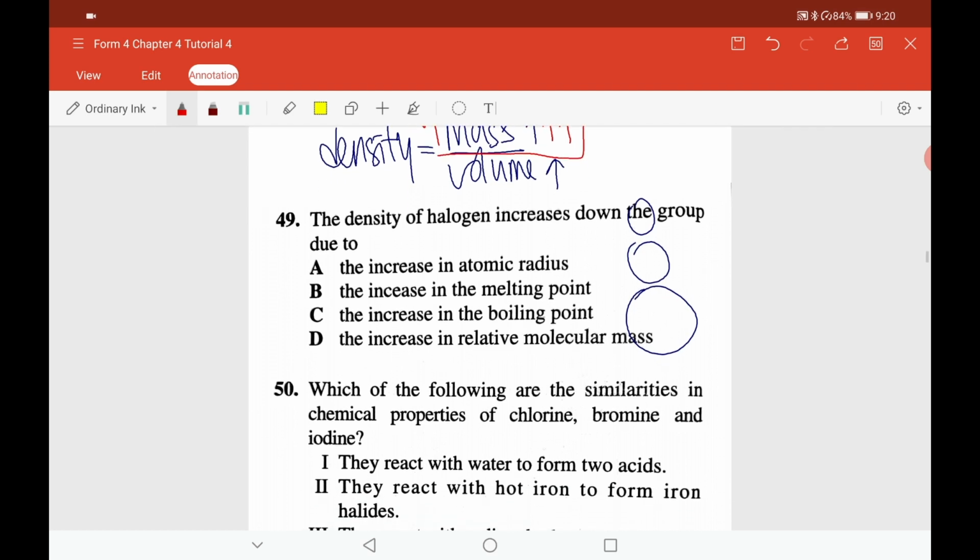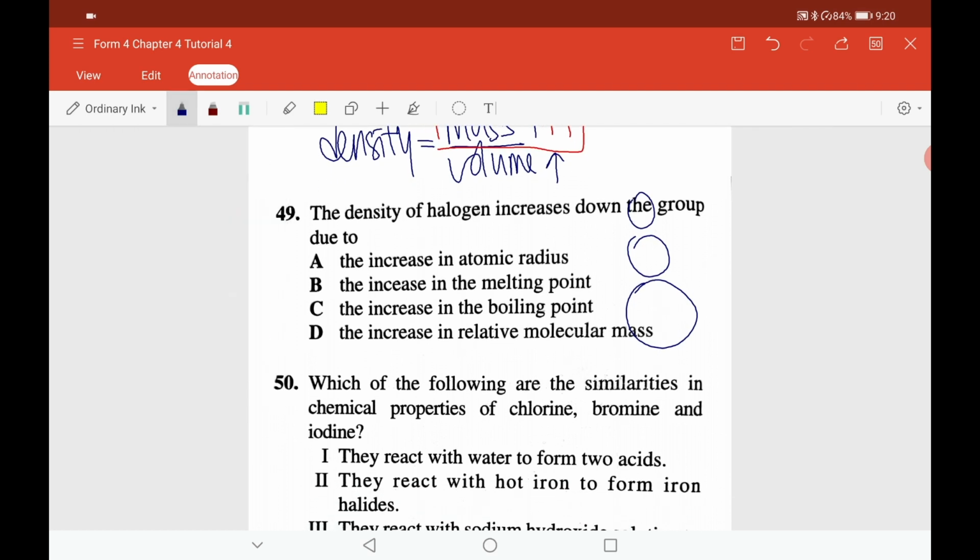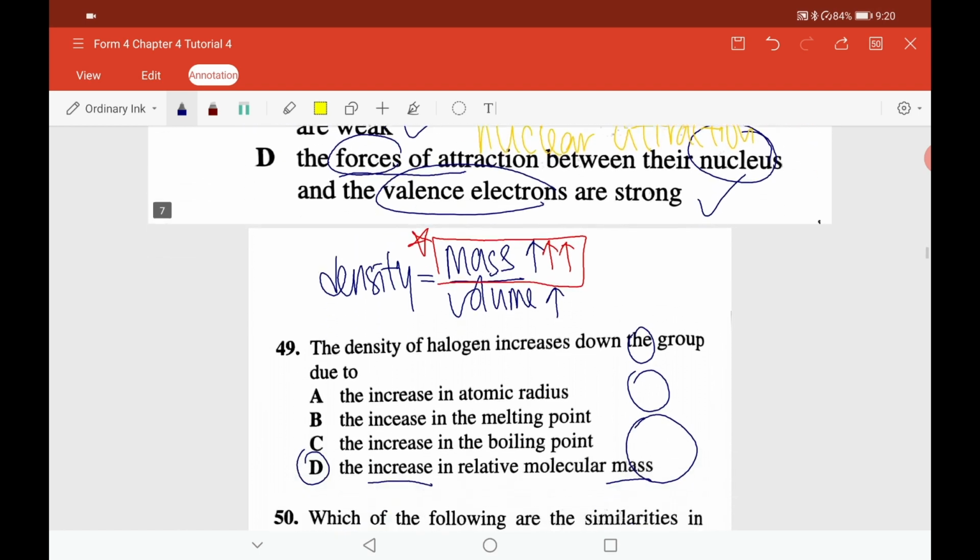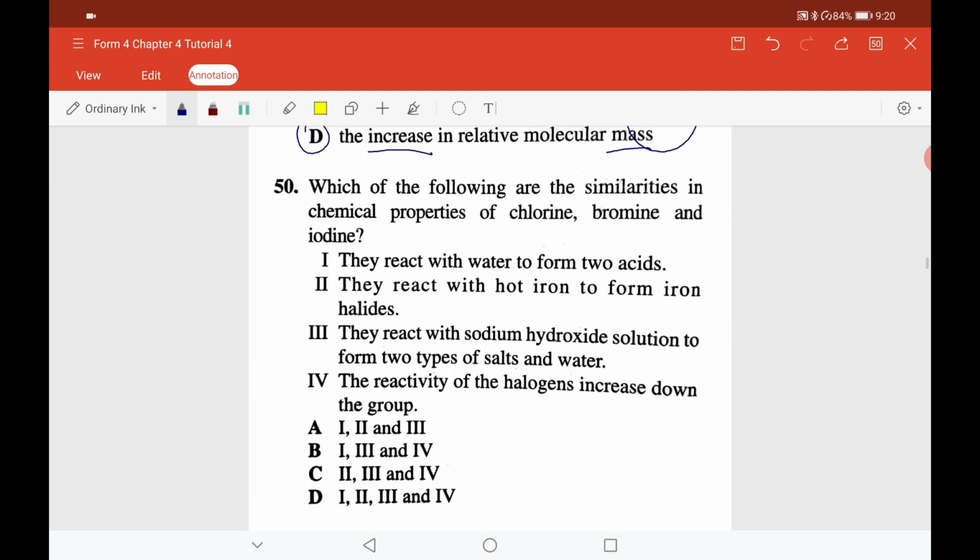So the answer is D, the increase in relative molecular mass. Because when the mass increases, your atom becomes heavy. When the atom becomes heavy, the density will increase. Okay? So next one.